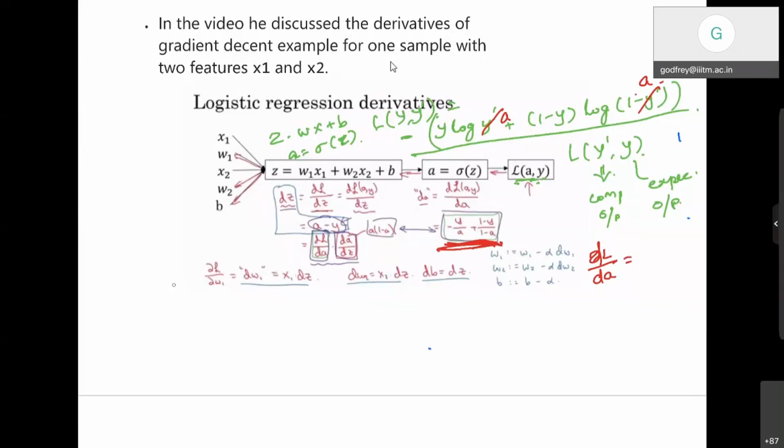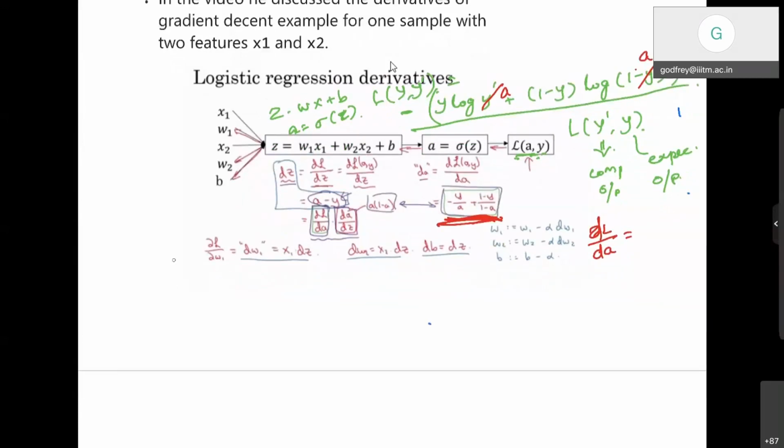In order to find out how much L has varied with respect to a, I compute dL by dA. Now I need to compute dL by dz, how much L has varied with respect to z. In order to compute dL by dz, what do I compute? I compute dL by dA into dA by dz, using the chain rule.